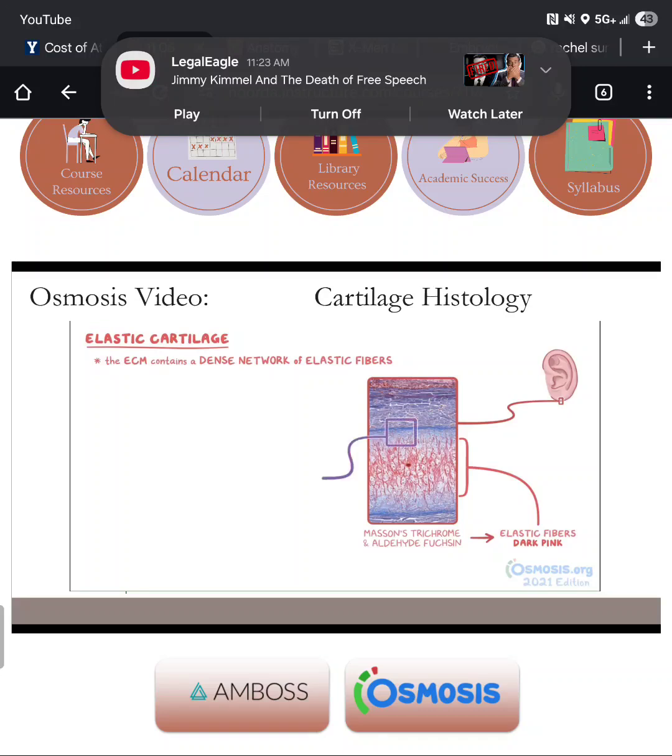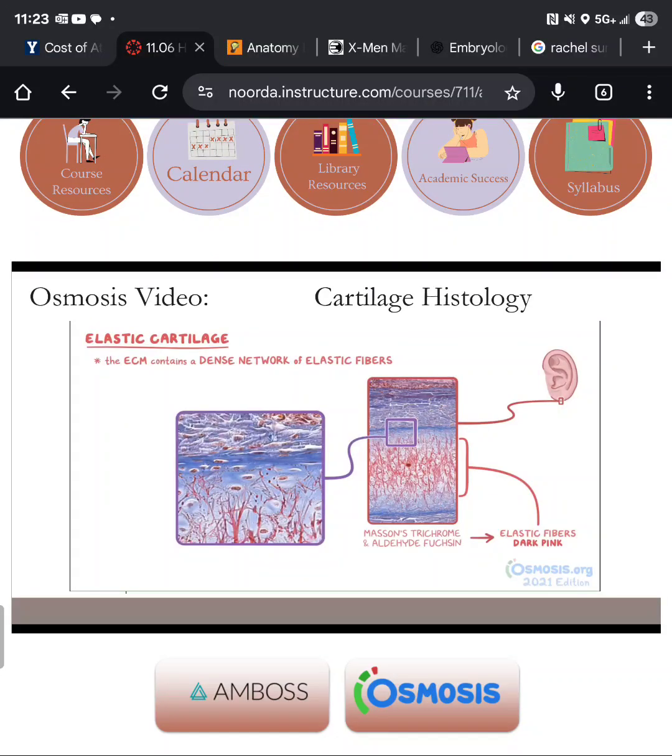At 32 times magnification, we can see some general features of elastic cartilage that are similar to hyaline cartilage, such as the cartilage matrix, which stains blue, the chondrocytes within the lacunae, and also the perichondrium at the top, which is stained purple and dark blue.